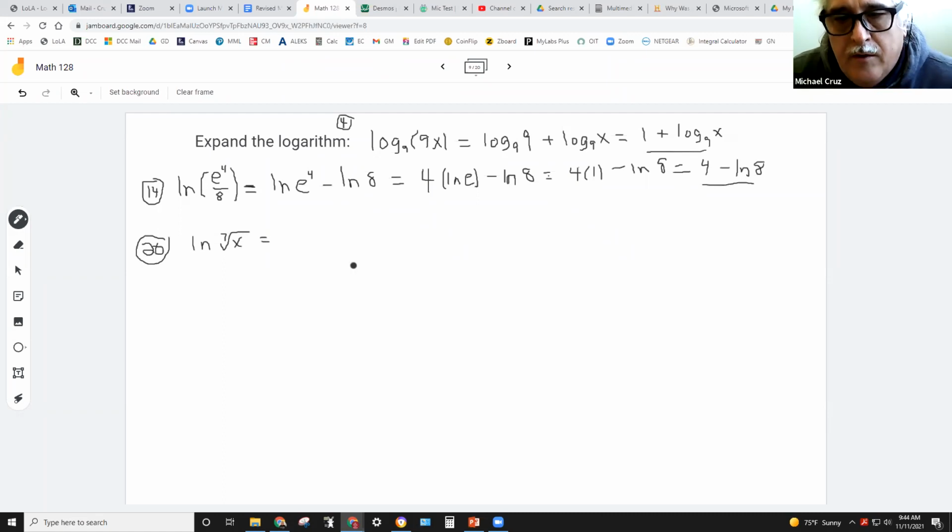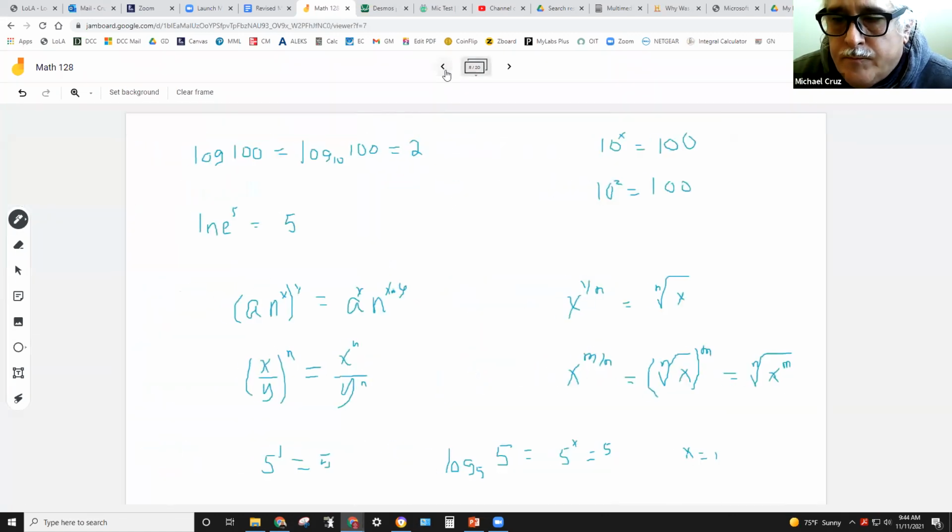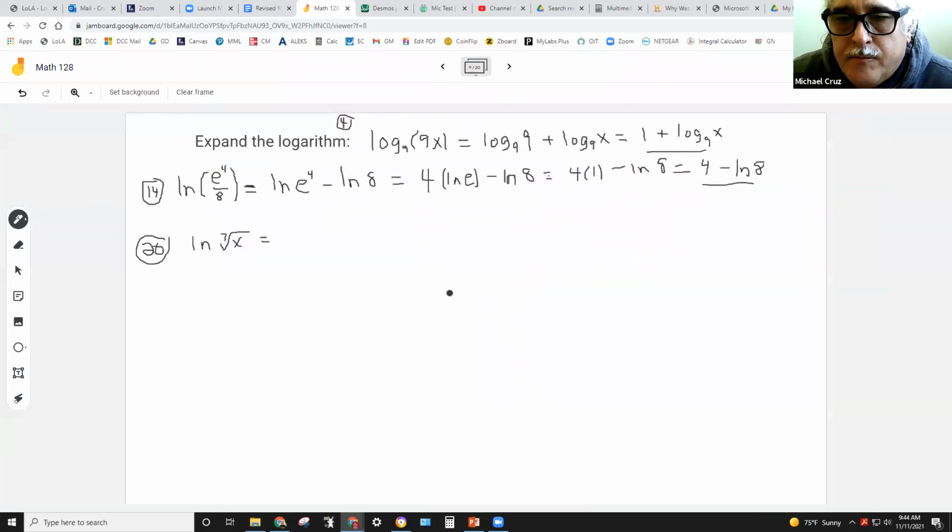Okay, so ln of the 7th root of x. Remember the rule here to write it as an exponent. This is going to be ln of x to the 1/7, so the 1/7 comes out in front, and it's just 1/7 ln of x. Okay.